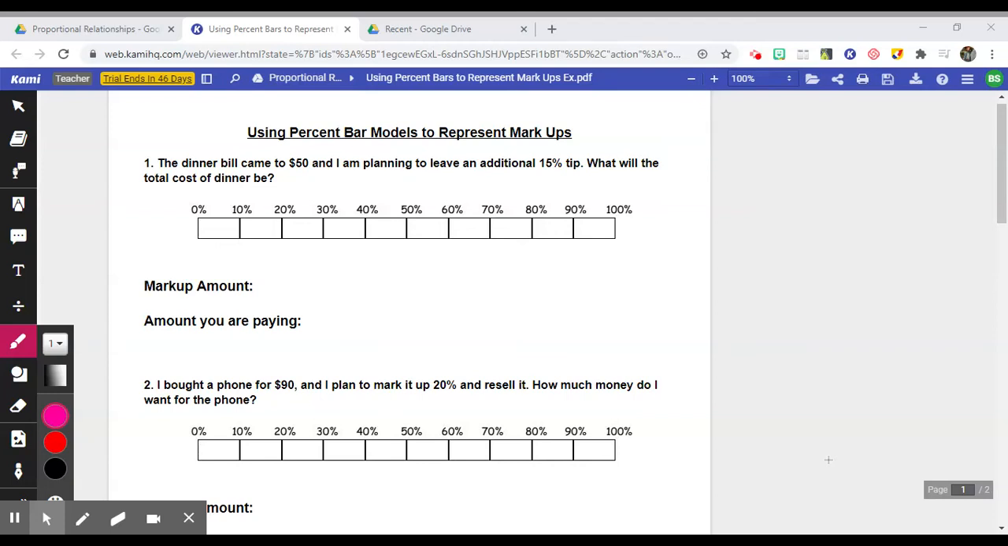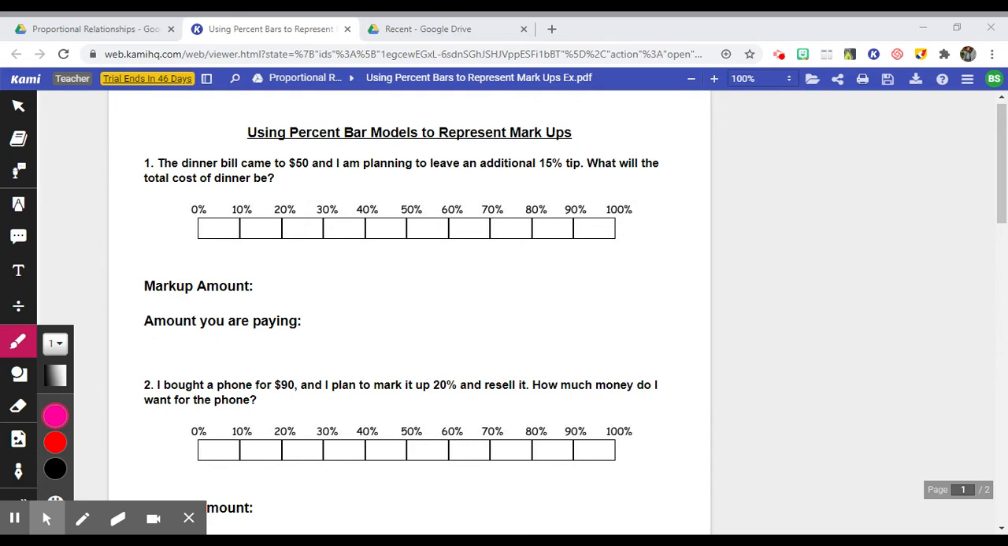Good morning or afternoon. In this video, I'm going to be walking you through how to use the percent bar models to represent a markup. So a markup is something that is being added to the price. So it's going to be over 100%. We're not discounting anymore. We're not taking money off.